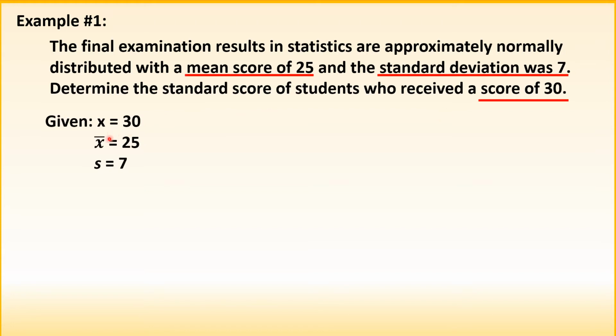X is equal to 30. That is for the raw score. The sample mean, which is equal to 25. Ang ating sample standard deviation, which is equal to 7. So ang gagamitin nating formula ay Z is equal to X minus the X bar for the sample mean all over S for the sample standard deviation.